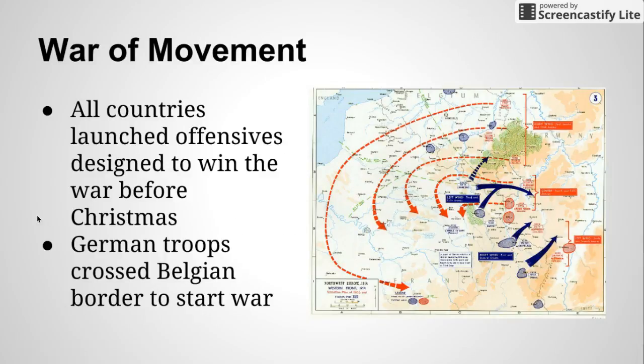So after the failure of the Schlieffen Plan, trenches were built from the North Sea, from the English Channel on the French-Belgium border, all the way down through Switzerland. Hundreds of miles of trenches on the Western Front.